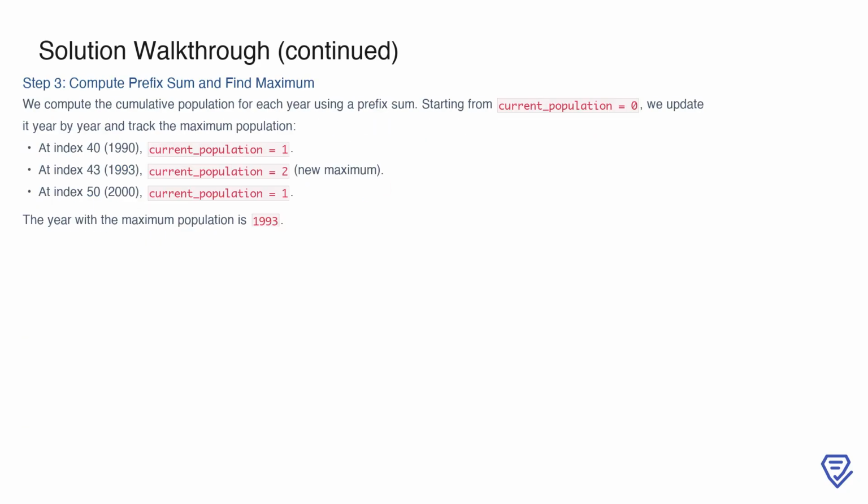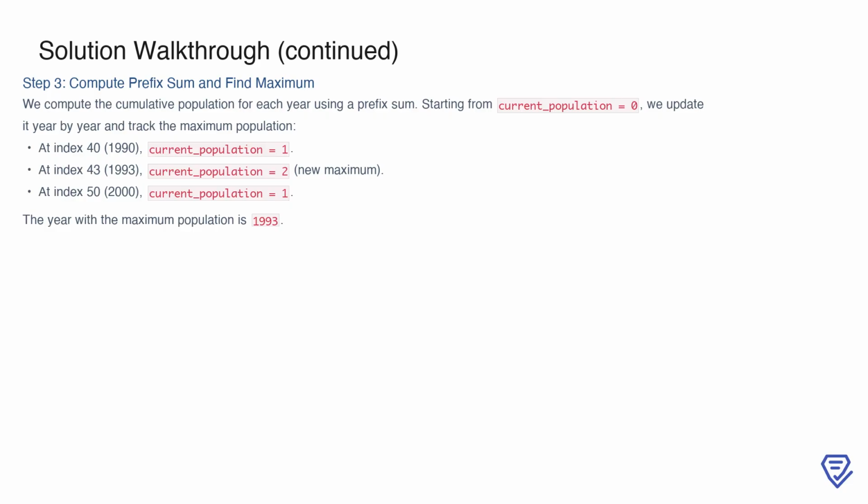This approach allows us to efficiently record the population changes over time without directly iterating through all years for each log. Once we've recorded all the population changes in the year_population array, the next step is to calculate the cumulative population year by year using a prefix sum approach. Starting with a current_population of 0, we add the value at each index of the year_population array to current_population as we move through the array.